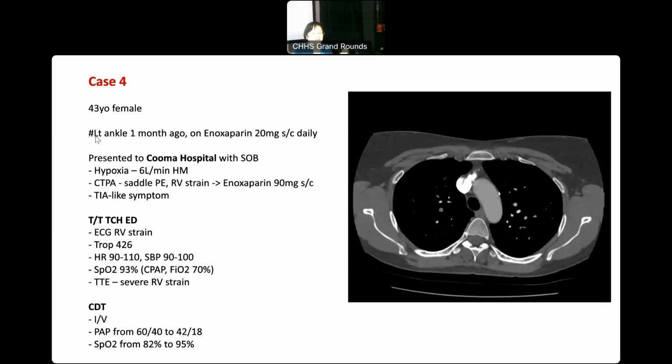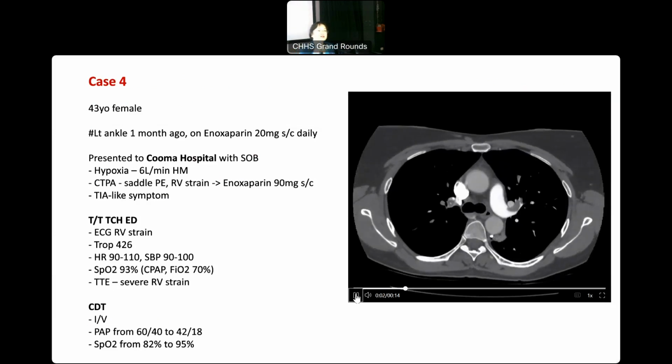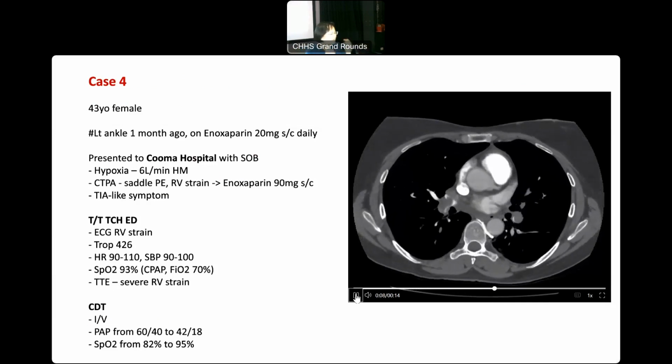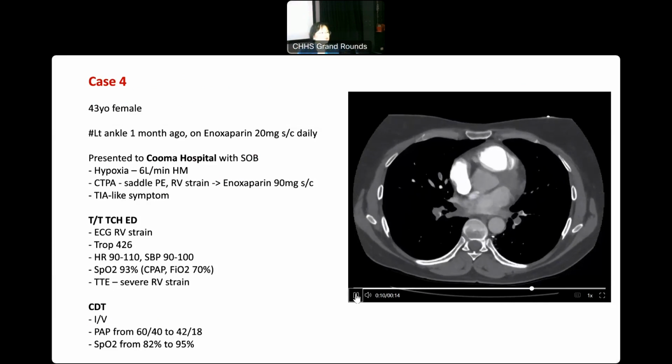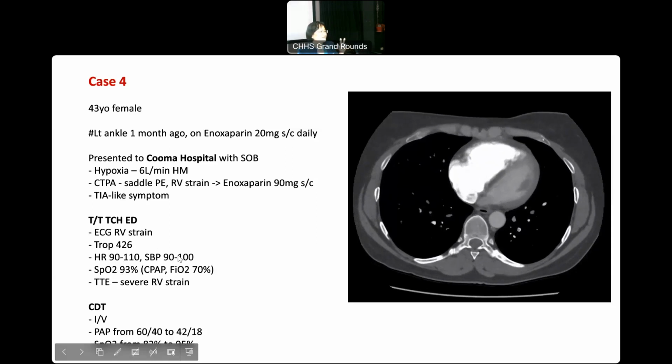A 43-year-old male had an ankle fracture a month ago. He's on prophylactic dose enoxaparin, 20 milligrams. He went to Kumar Hospital with severe hypoxia. The scan showed a bad saddle PE, and he was given another 90 milligrams of enoxaparin as per weight. He had a little bit of TIA-like symptoms as well. He was transferred here with raised troponin. You can see he's tachycardic, with systolic less than 100. He absolutely needed oxygen. He was actually on NIV with 70% FiO2, with bad RV strain.